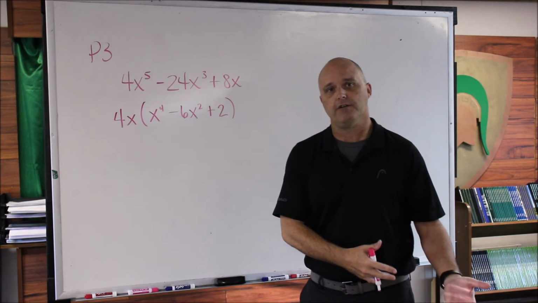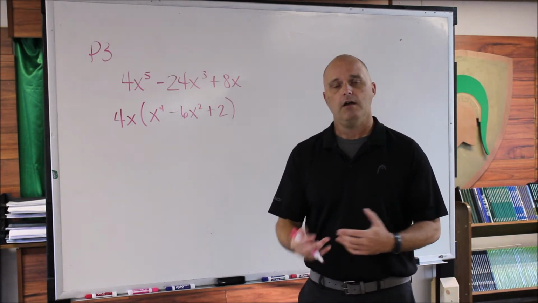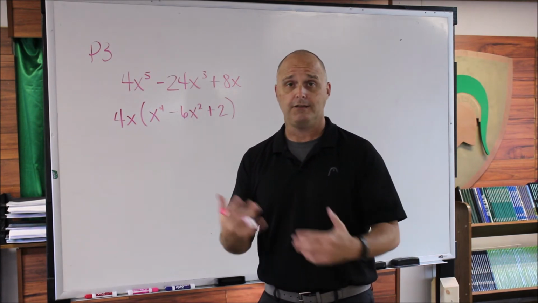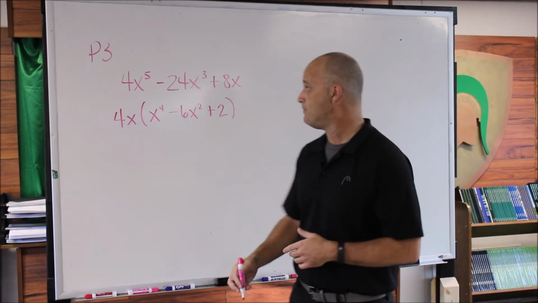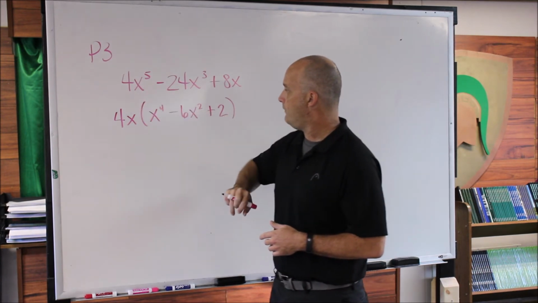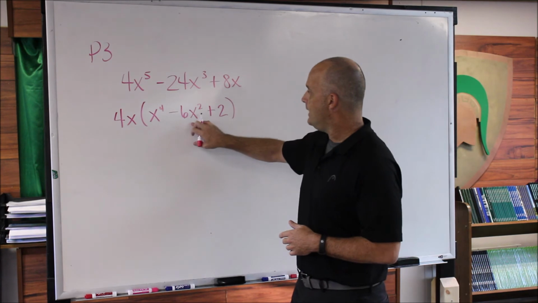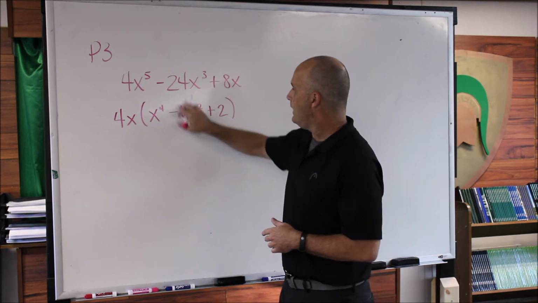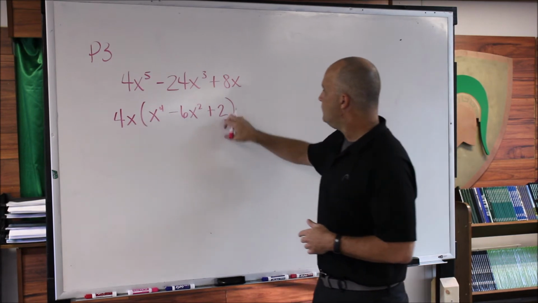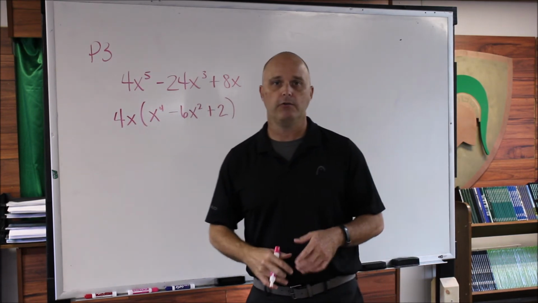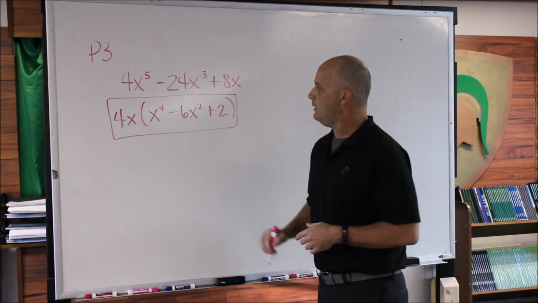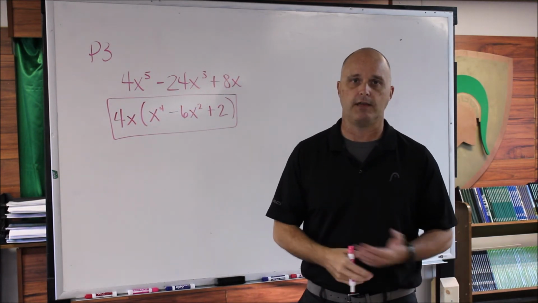To check yourself and see if you did this correctly, all you have to do is distribute the 4x back through the quantity and see if you come out with the original problem. So 4x times x to the fourth is 4x to the fifth. 4x times negative 6x squared is negative 24x cubed. 4x times 2 is 8x. So we know that we did this correctly, and we know that this right here is going to be the solution when we're looking to factor out that 4x.